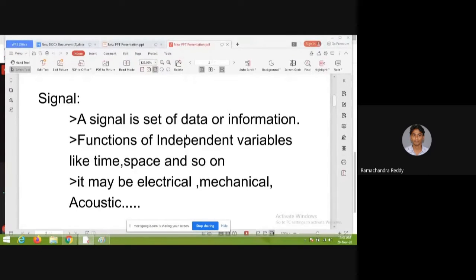Regarding a one-dimensional signal, the independent variable is only one. Suppose we have two different independent variables, it belongs to the two-dimensional signal. Suppose we have more than two, it belongs to the multi-dimensional signal. Okay. So regarding the signal, it may be an electrical signal or mechanical signal or acoustic signal, whatever it may be. In general, a signal is a physical quantity which contains some information and varies with time, space, and other independent variables.